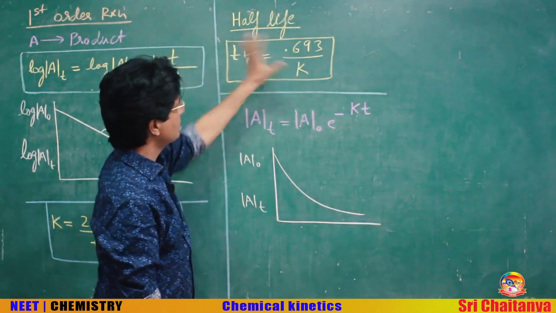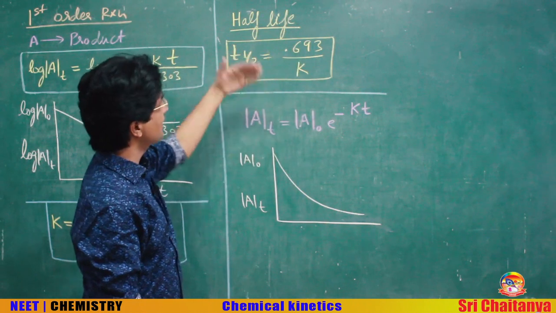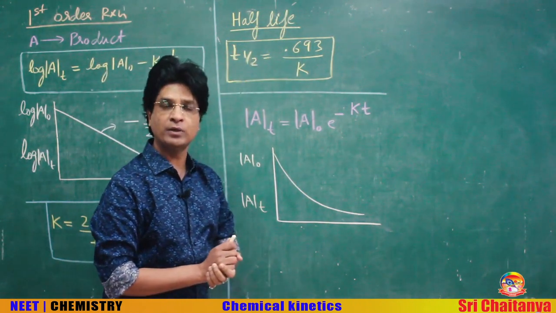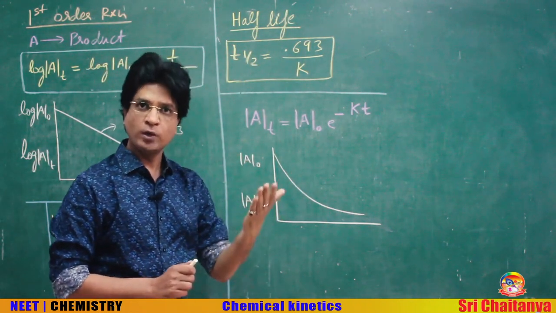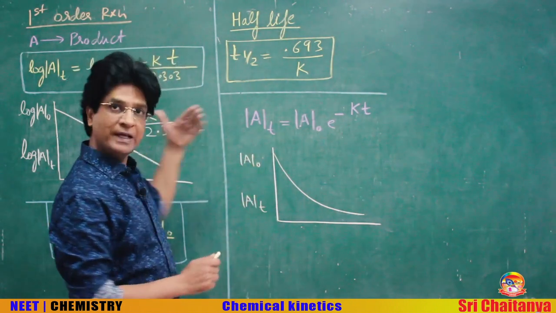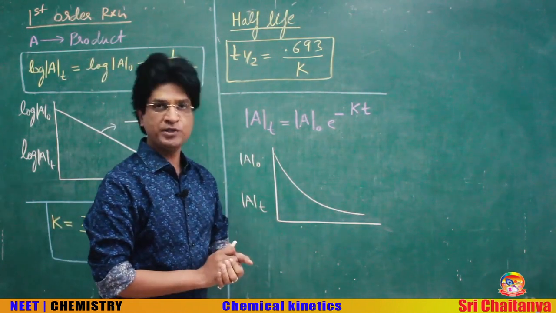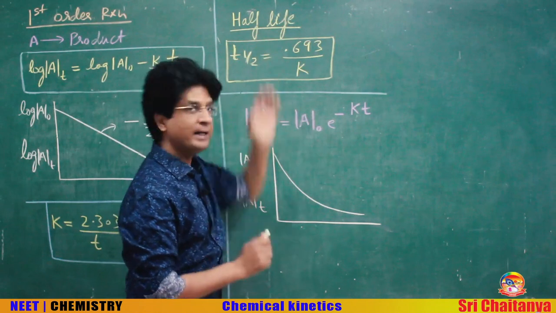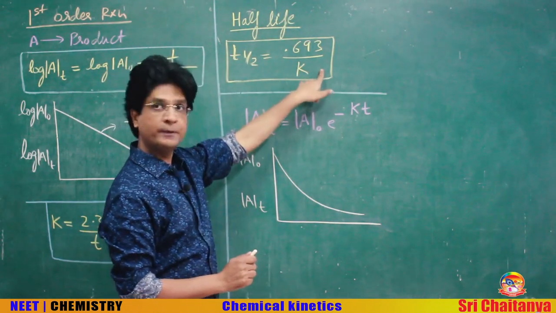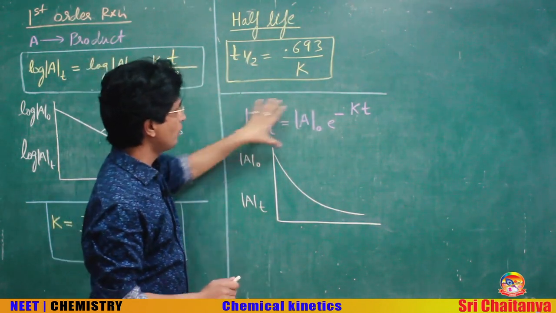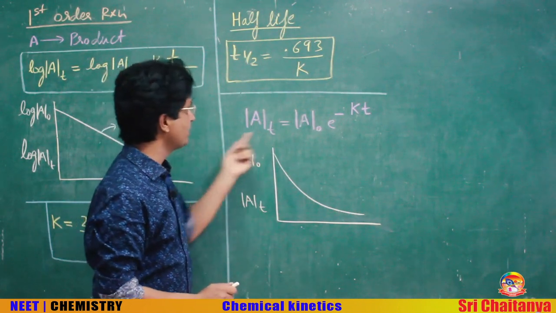The significance of this equation is that half-life is independent of the initial amount, unlike the zero order reaction where the half-life was directly proportional to the initial amount. Here half-life is independent of the initial amount. This is very important. And there is one more form of first order reaction, the exponential form.